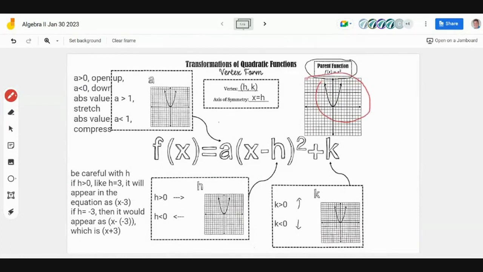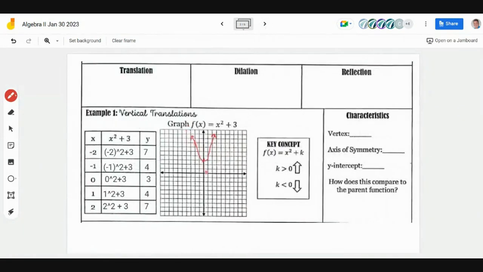We see on the x squared graph, it has the origin at 0, 0, and it just goes up. This one has the vertex at 0, 3. The only difference between this graph and the graph on the other page is it went up 3 because the k was greater than 0. The k was a positive 3.